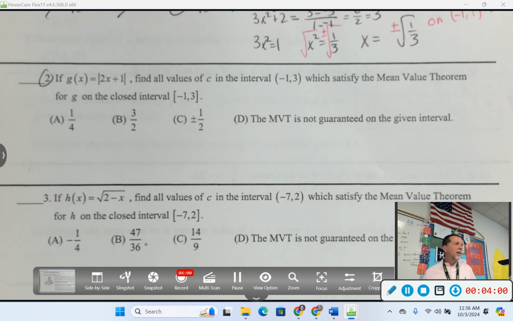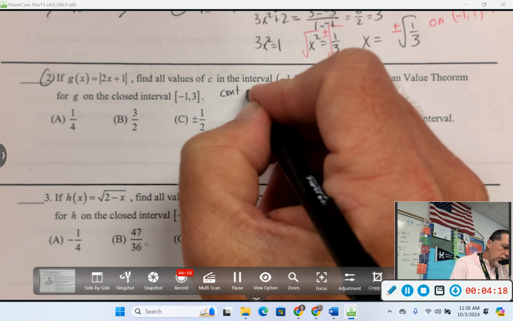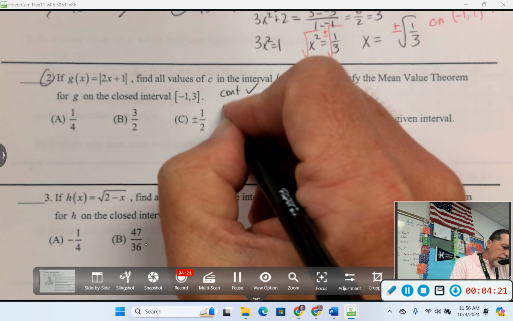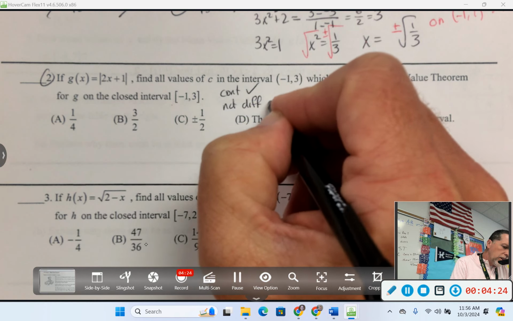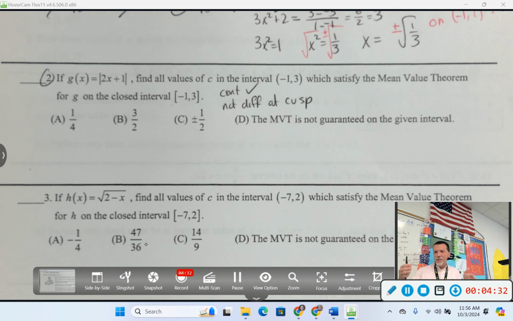Number 2. g of x equals absolute value. Is absolute value continuous and differentiable everywhere? Why not? There's a cusp or a corner somewhere. So I need to figure out where that corner is. So continuous, yes, but not differentiable at the cusp. So I need to figure out where the cusp is. If the cusp is in the interval, then this problem is over and it doesn't work. If the cusp is outside the interval, then it's fine. I can just work the problem.